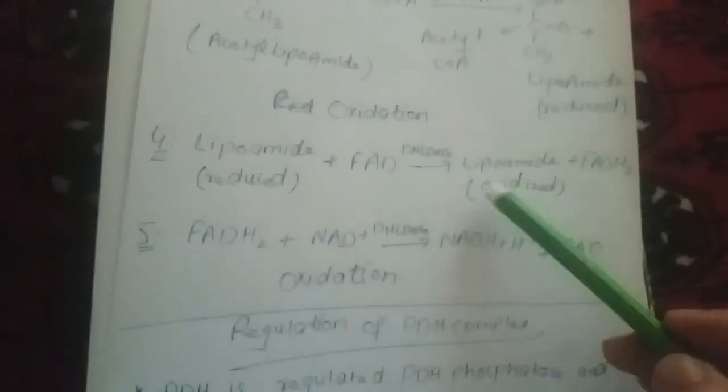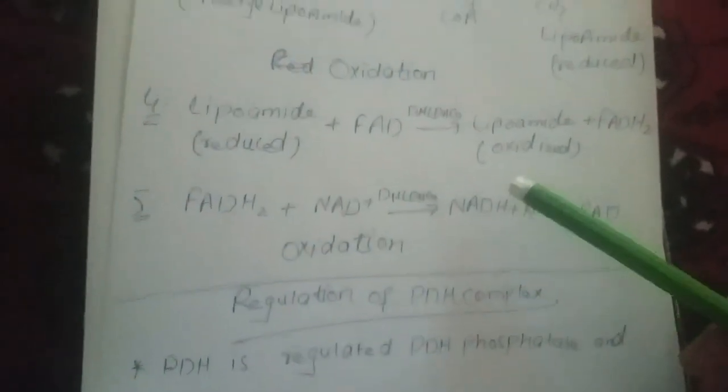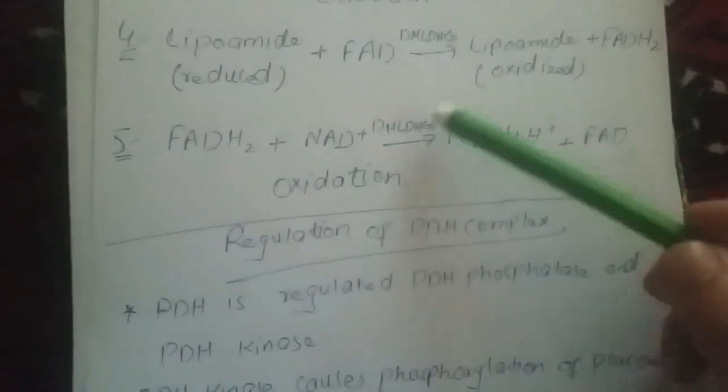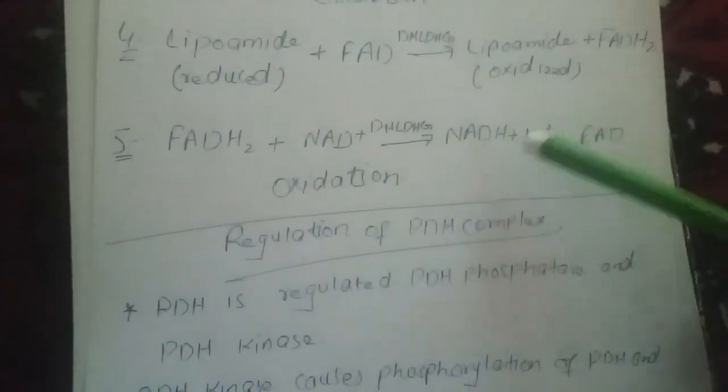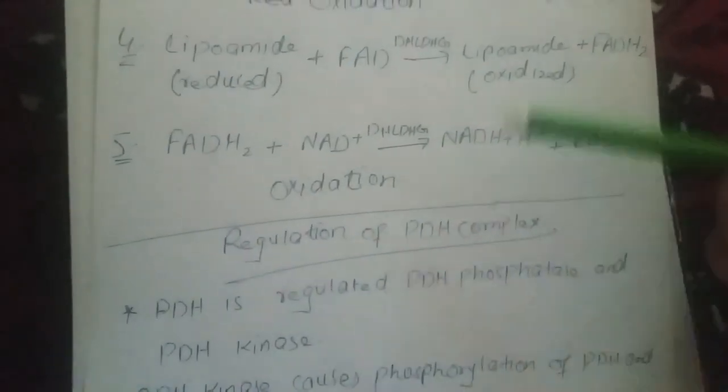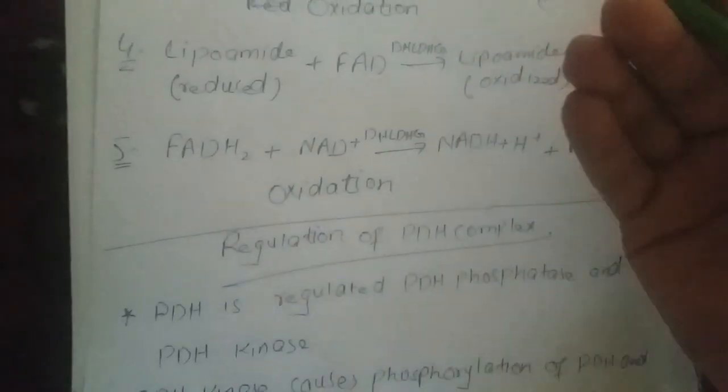So the net products of oxidative decarboxylation of pyruvate are the formation of acetyl CoA, and one molecule of NADH is also produced during this reaction, and one carbon is removed as carbon dioxide.